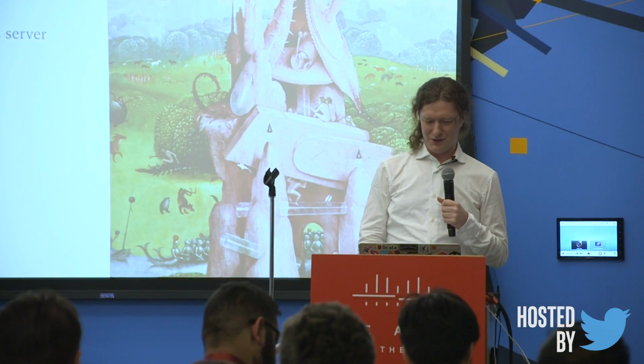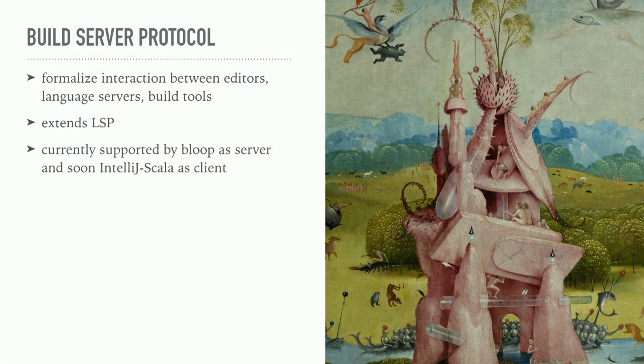So the alternative that we've been working on together with the Scala Center, again, is the build server protocol, which extends the language server protocol and gives a standard way for build tools to communicate the project structure to IDEs or language servers like Metals. This is a protocol that's supported by Bloop as a server currently. And there's already an implementation in the IntelliJ Scala plugin nightlies.